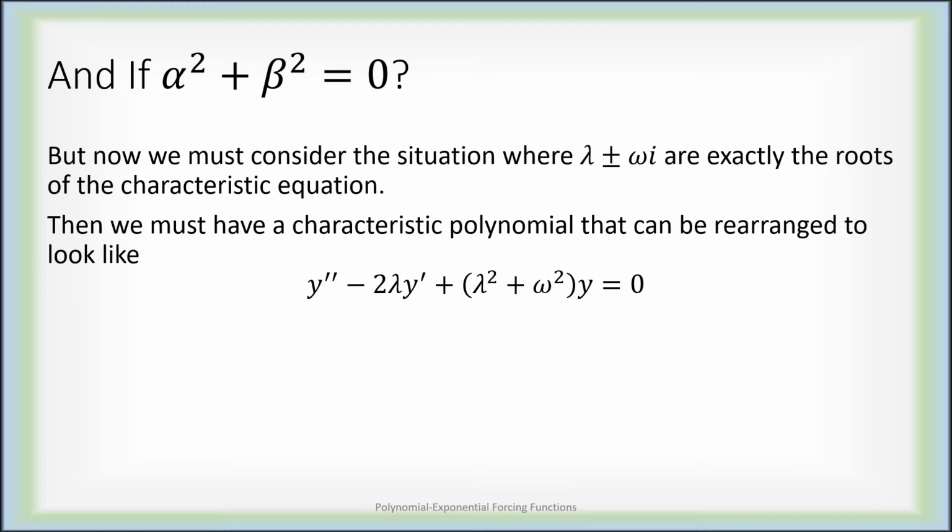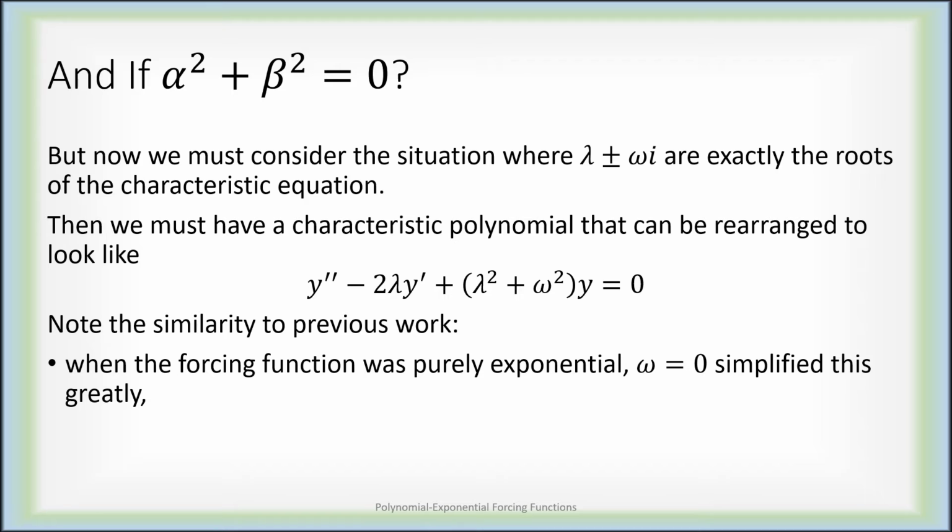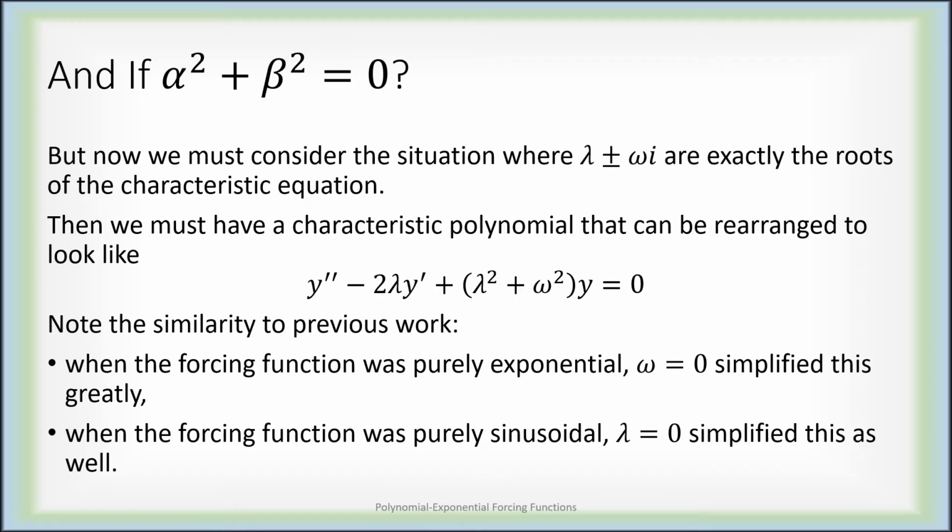When I want to create a forcing function of e to the lambda x sine or cosine of omega x, and our differential equation is exactly this. Now this really overlaps with previous work to a great extent. When the forcing function was purely exponential, just e to the lambda x, you can imagine that as being e to the lambda x times the cosine of 0, because the cosine of 0 is 1. And omega equals 0 simplifies this polynomial a good amount. Now, when the forcing function was purely sinusoidal, you can imagine that as being lambda is 0, because then e to the lambda x would just be 1. And if lambda is 0, this equation simplifies a good deal.